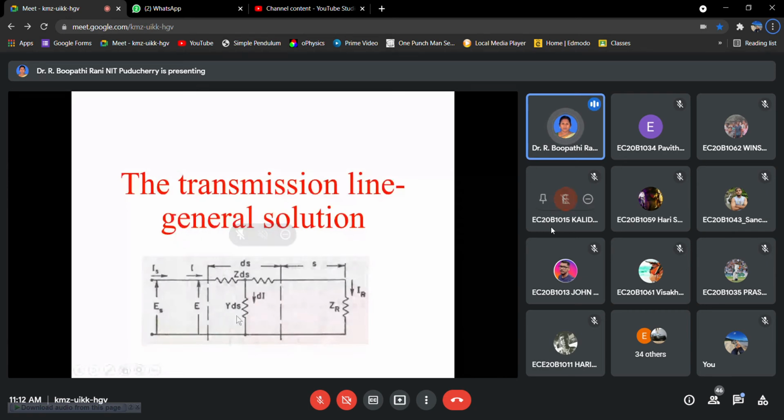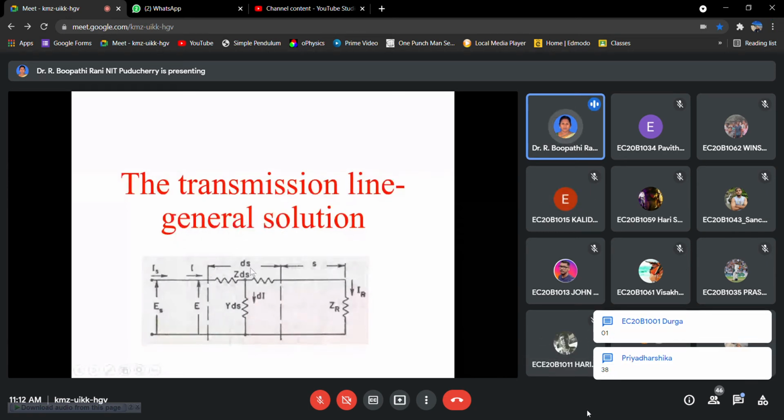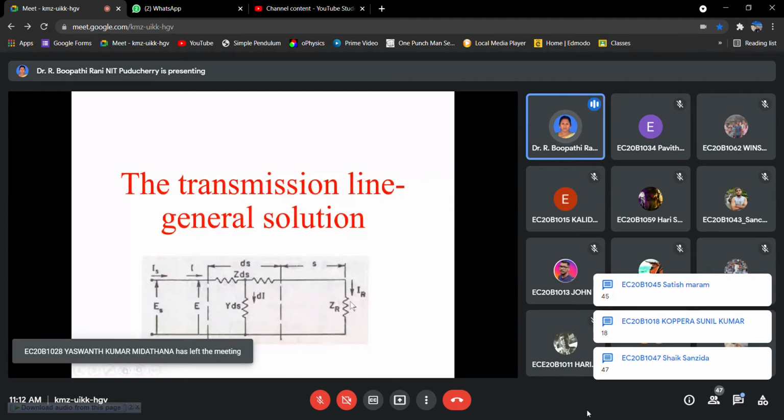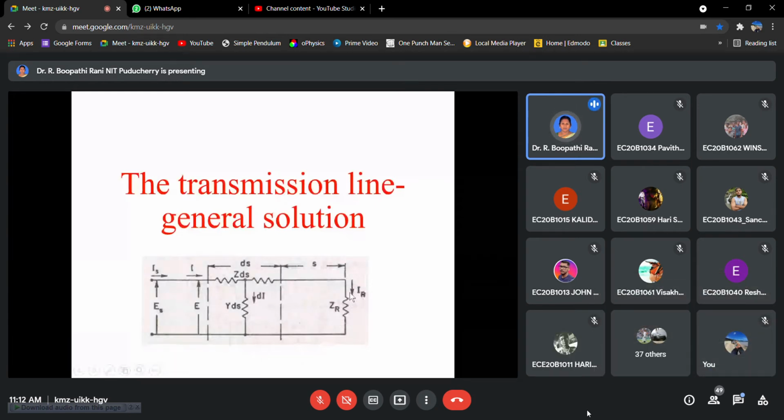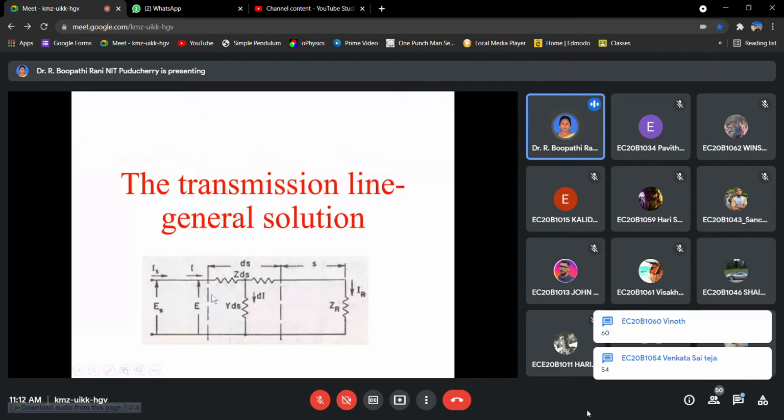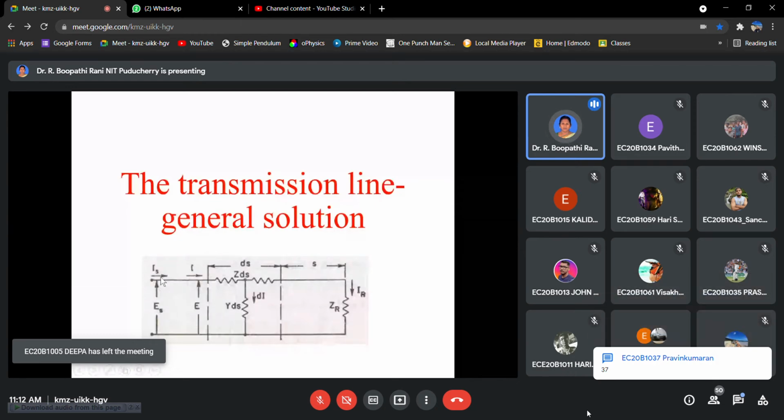That elementary portion length we have taken as ds, and that portion is located s distance from the receiving end. ZR is the receiving end impedance, IR is the receiving end current, and ER is the receiving end voltage. At the elemental section, the voltage drop is E and the current is I. At the sending end, the voltage is ES and the current is IS. This elemental section has series impedance ZDS and shunt admittance YDS.